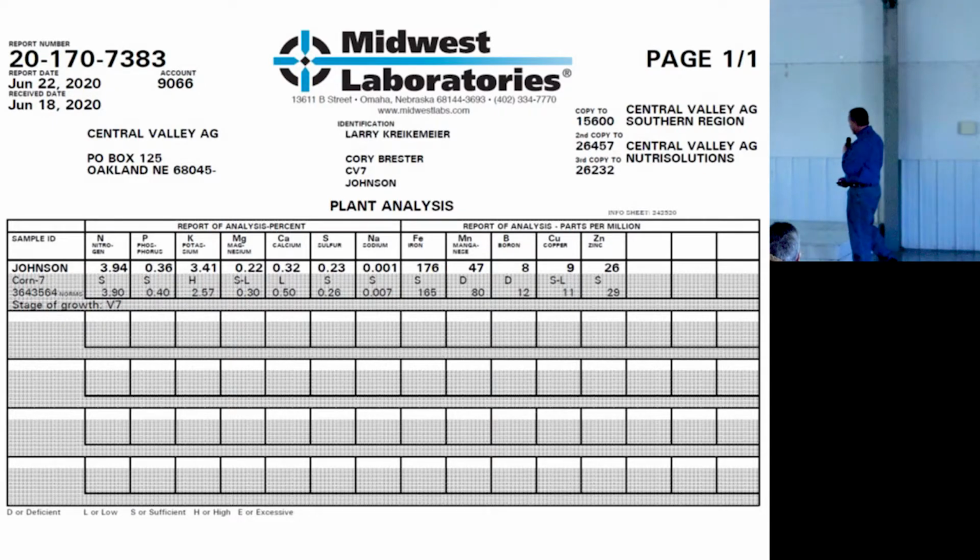This is a plant tissue test. Not everybody's used to looking at these, but this is why nitrogen is so important. These are percentages up to this line, and then we drop to parts per million. It takes 10,000 parts per million to equal 1%. So we're at 4% nitrogen in this V7 corn. That's why nitrogen is so important. It's the largest by volume nutrient in that crop.